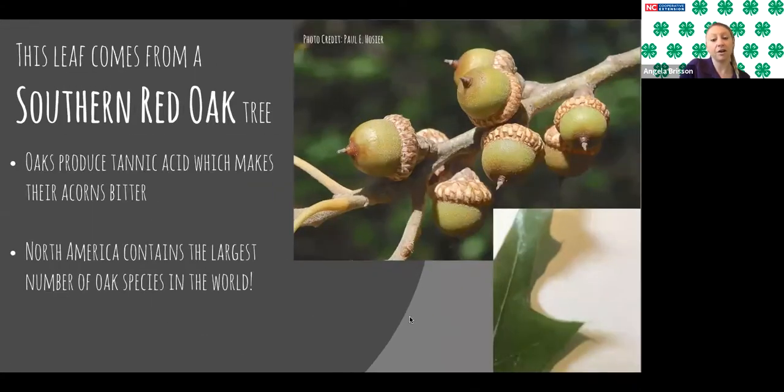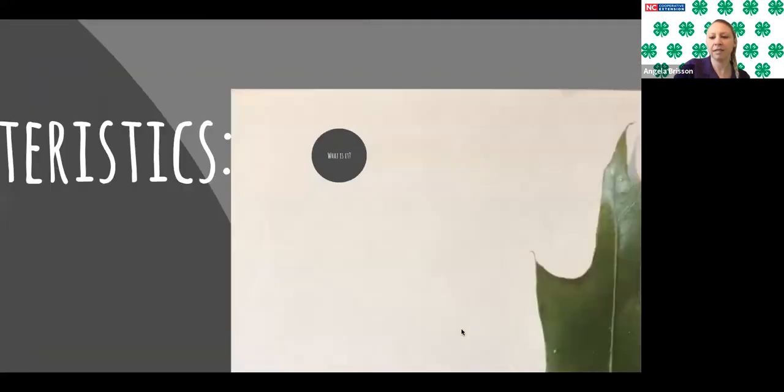All right, if you said oak tree, you are correct. And like maples, there are many different types of oak species. And this is a southern red oak in particular. And so remember how I told you about that lobe that was sticking up? We'll go back and look at that.